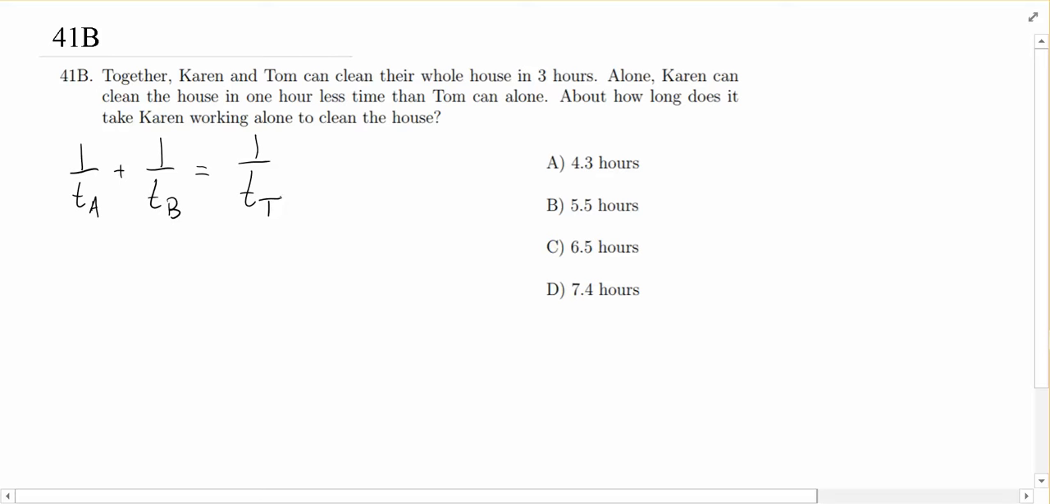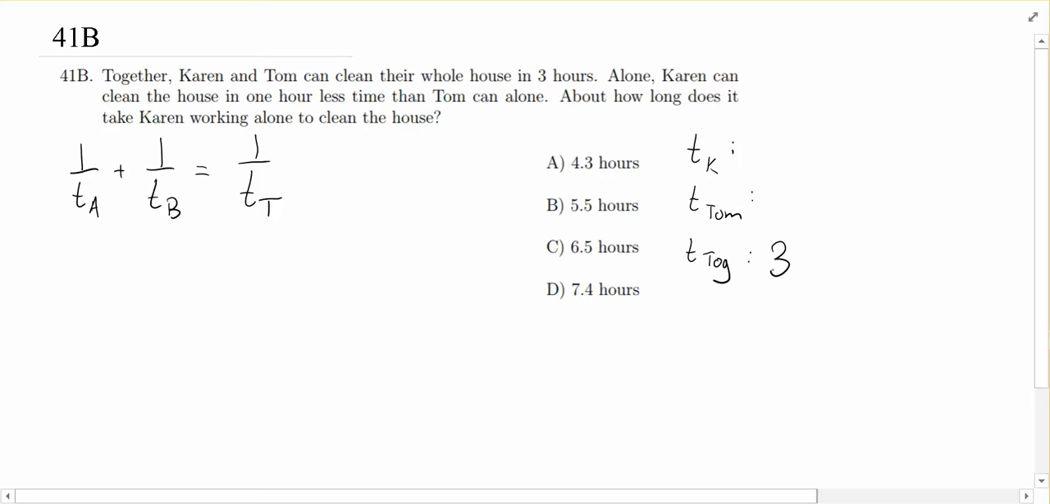So there's a couple of strange tricks in here that are a little sneaky that I want to make you aware of. First of all, let's define what our variables are in this problem. We're going to have the time that it takes Karen to clean the house alone, the time that it takes Tom to clean the house alone, and their time together. Their time together is straight up given as 3.